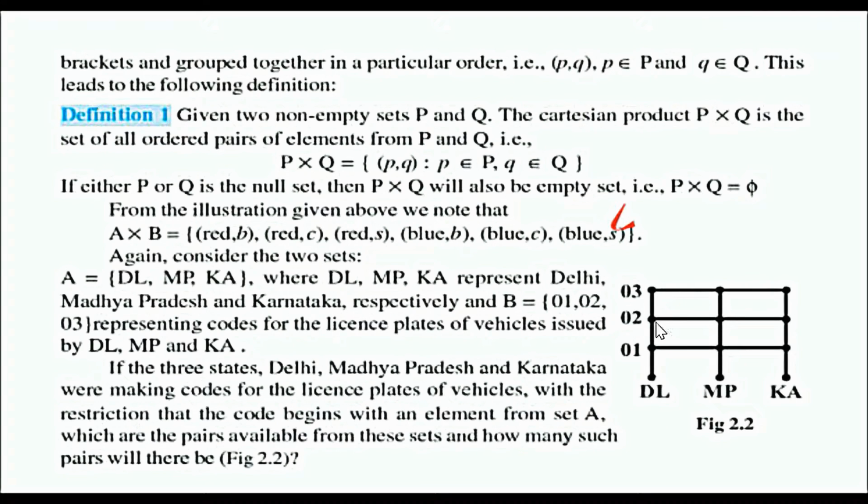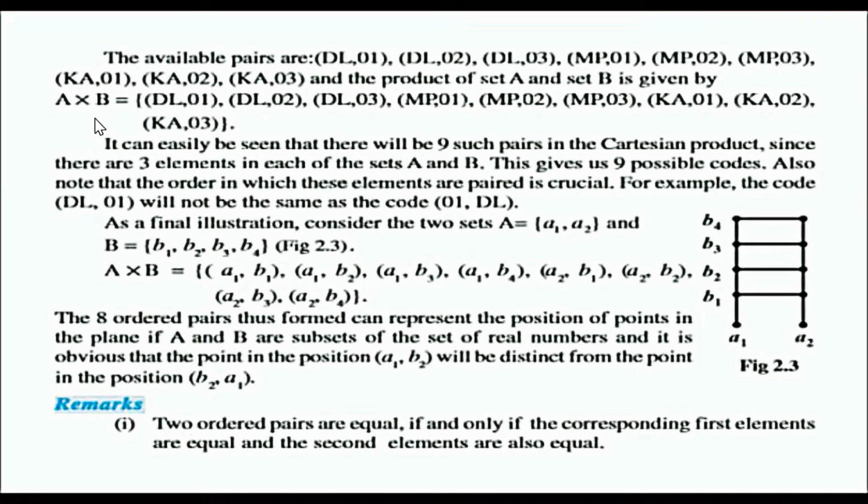Let us take another example. Say this is Delhi, this is Madhya Pradesh, and this is Karnataka, and there is a combination we have to find out, where the first part should be DL, that is set A, and the second is the number, which may be 01, 02, 03. So what all combinations are possible? DL01, DL02, DL03, MP01, MP02, MP03, KA01, KA02, KA03. These are all the combinations in A cross B. So this is our Cartesian product.